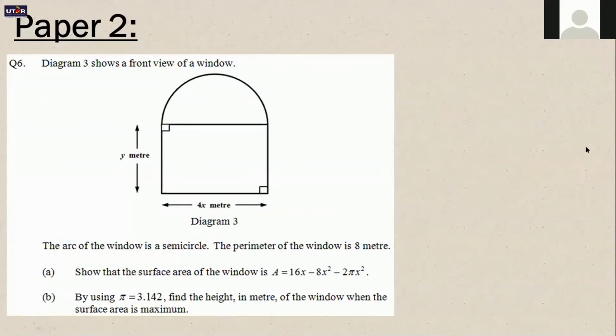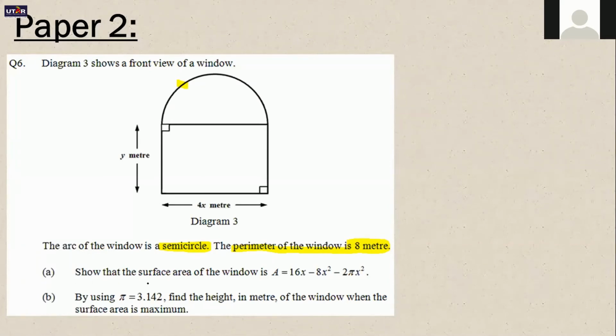So a diagram is given again. It shows a front view of a window. So the info given, always check the info given. The arc of the window is a semicircle. And the perimeter of the whole window is 8 meters. So we have these two pieces of info. So when you want to answer the question, always go to the given info, okay? So part A, what do you want to find?